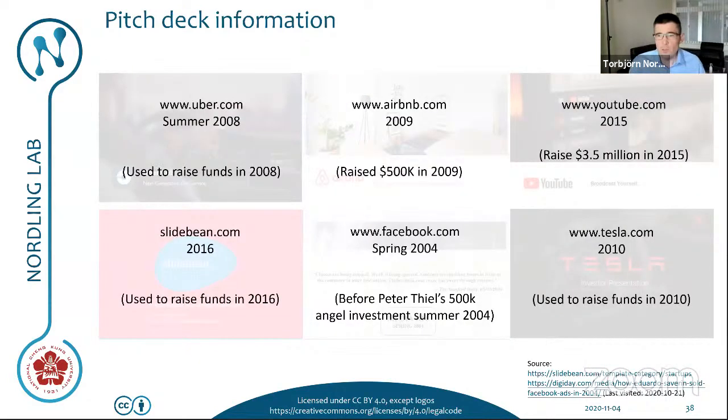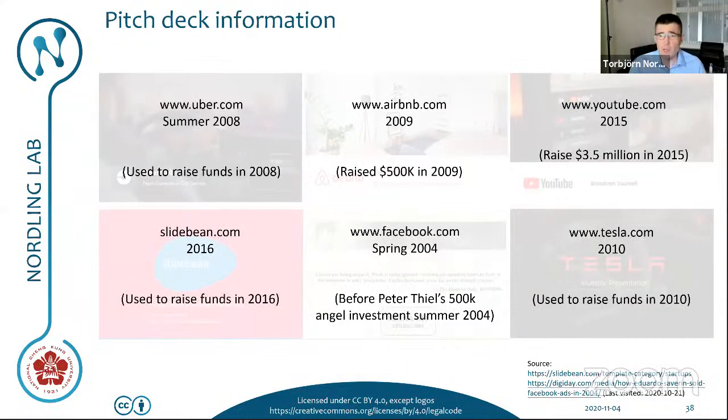Now, to provide you a little bit of background about these six companies and the slide decks that I have included here, two of these slide decks are, as far as I know, originals. The Facebook pitch deck from spring 2004, which was used before Peter Thiel's famous $500,000 angel investment in the summer of 2004. As far as I know, they actually didn't raise any money based on this pitch deck. Then we have the Slidebean pitch deck from 2016, used by them to raise an, to me, unknown amount of funds that year.